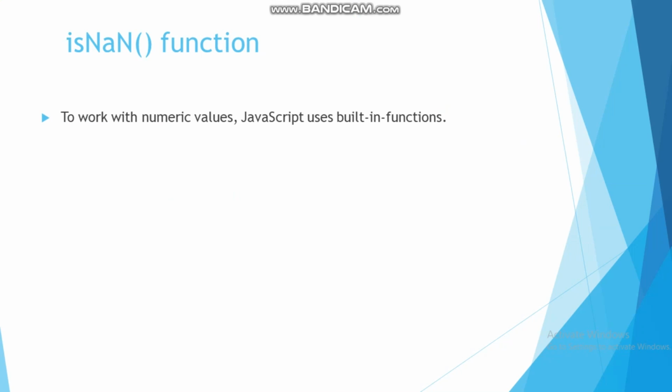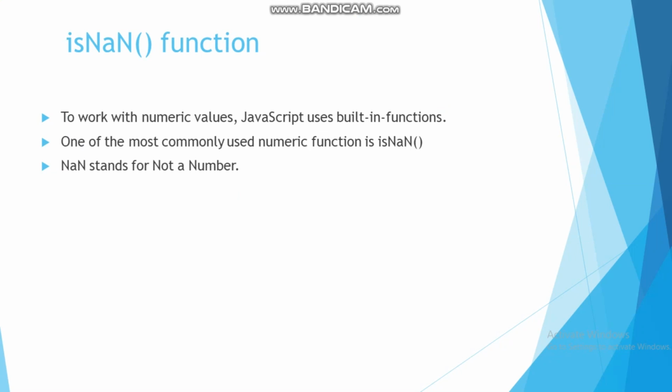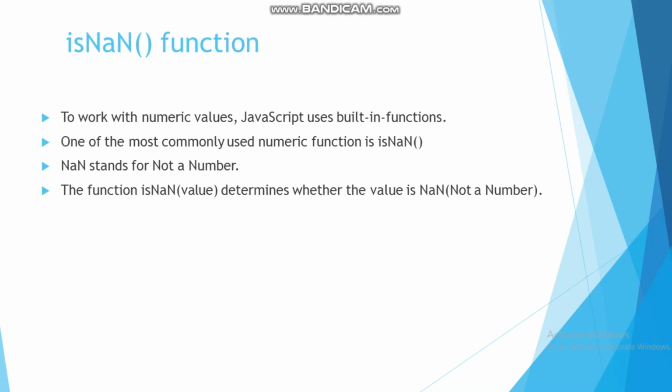To work with numeric values, JavaScript uses built-in functions. One of the most commonly used numeric functions is isNaN. Here both the N characters must be in capital, remember, because JavaScript is case sensitive. NaN stands for not a number. The function isNaN determines whether the value is NaN, meaning not a number. It returns true if the value is not a number.